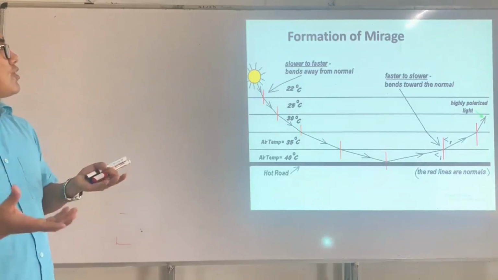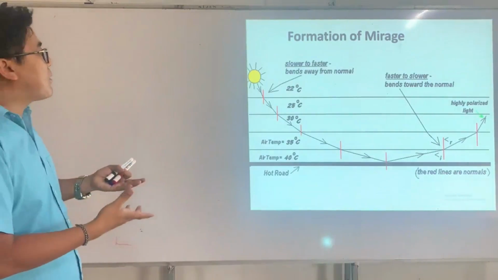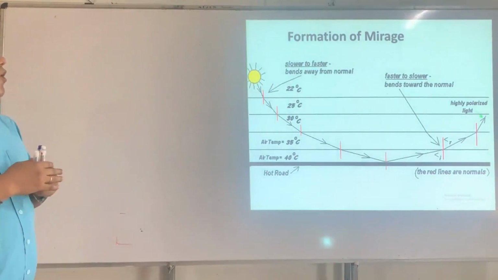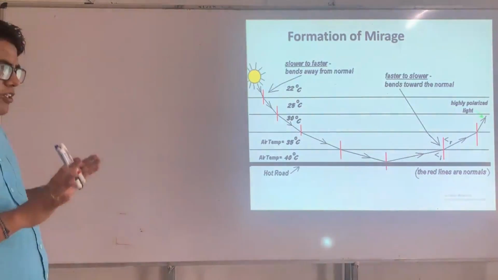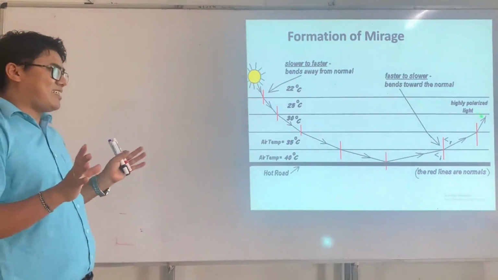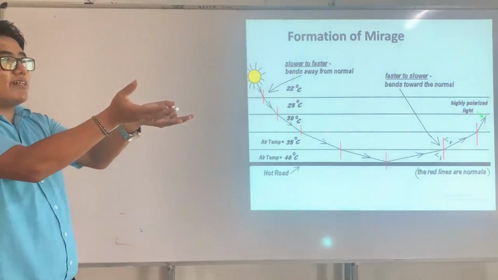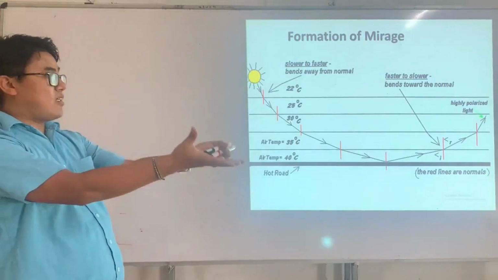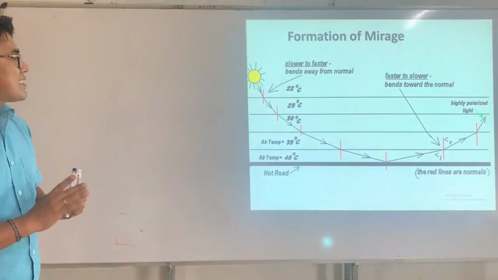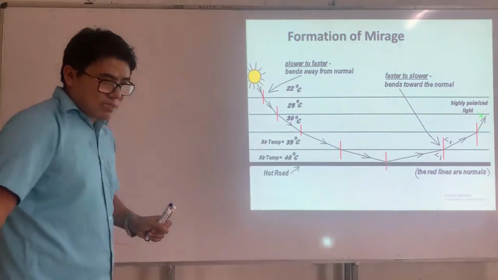Mirage is an optical illusion, an optical phenomenon which occurs because of total internal reflections. What kind of optical illusion is it? During very hot summer times, especially in a desert area, you see water appearing. You see water, but you won't be able to get water. Why? Because of mirage. So we'll discuss the formation of mirage.